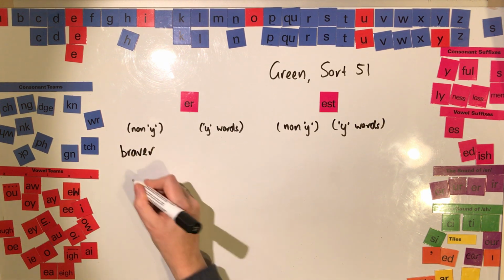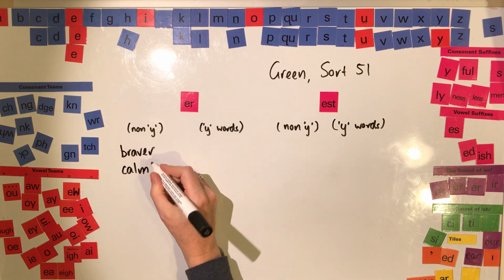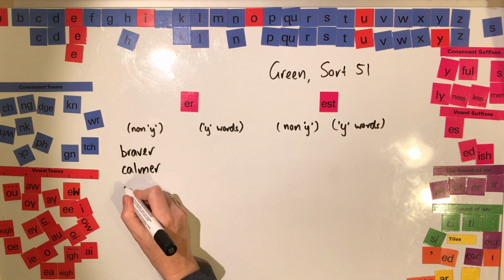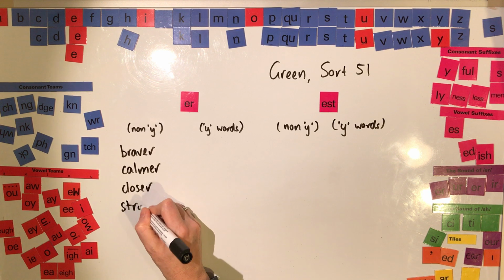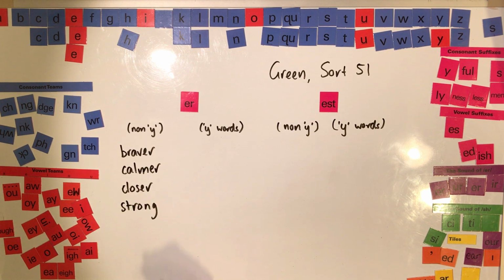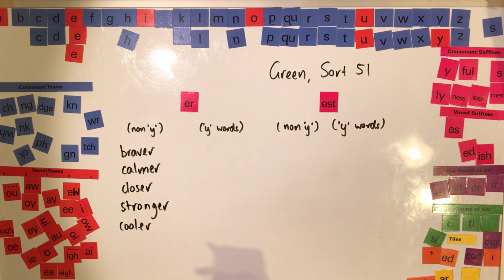Braver, calmer. Don't need to double the middle letter. Don't need to drop an E. Just pop ER on the end. Closer. We already looked at that word. Stronger. Don't need to double the middle letter. Don't need to drop an E. Just add on ER. Easy. Cooler. Hotter. We do need to double the middle letter because it's one syllable, one vowel, one consonant. We must double the middle letter. Weaker. We don't need to double the middle letter. We don't need to drop an E. Okay, so we've got 7 words there.